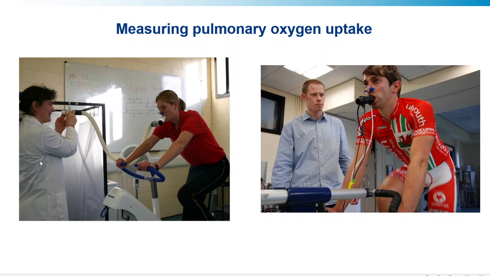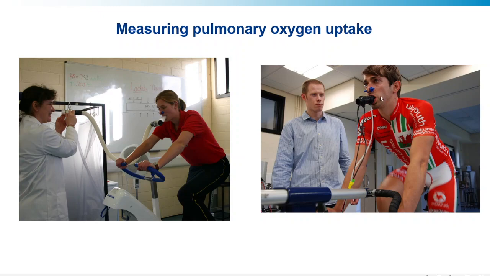So that's the Douglas bag method, and usually a 30 to 60 second expired air sample is required to get meaningful measurements of VO2 using that system. It's very, very useful because it's a measurement based on first principles, so it's very easy to log and track your errors and correct them if you need to. The other way of doing it is with breath by breath analysis, and that's what you're seeing here.